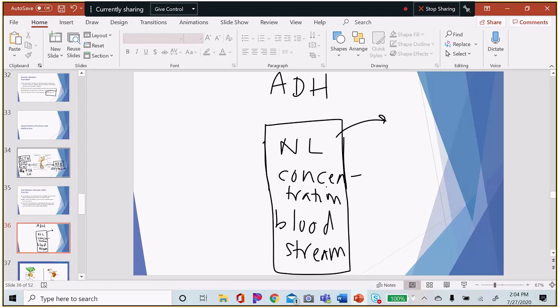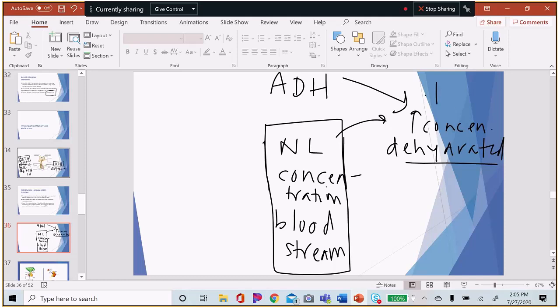So if the concentration of the blood gets too high, then we're really dehydrated. Or if we're nearing dehydration, it doesn't have to be severe dehydration, but if the blood is getting slightly more concentrated, then the pituitary gland should release antidiuretic hormone to tell the kidney to save water so that we can get back to the regular concentration.